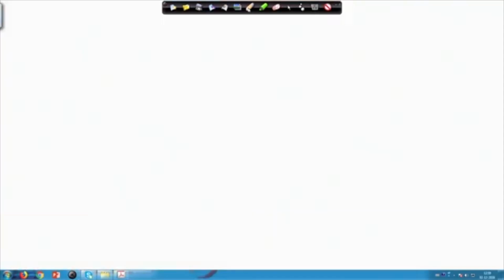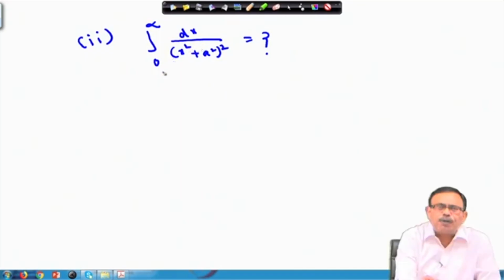Now, let us see part 2. Part 2 of the given integral: I have to find out 0 to infinity dx by x square plus a square whole square, what this value equals, where a is greater than 0. Again, if you see, I am getting a kind of function whose Fourier transform, or Fourier sine transform, is of this type.